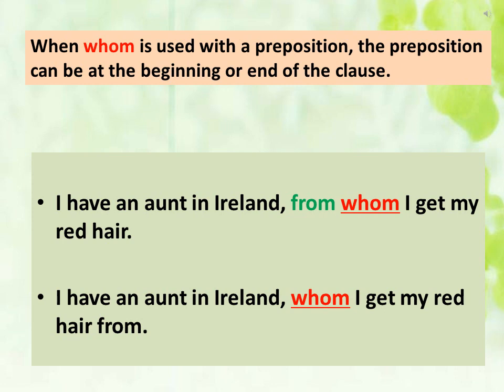Another remark here to make about whom. يعني واحد ملاحظة أخرى تتعلق بالrelative pronoun whom. So when whom is used with a preposition, كملي كتكون مع preposition كما شفنا في المثال السابق ولا هذا المثال اللي غنشوفو دابا. So the preposition can be at the beginning or end of the clause. هذيك البريبوزيسيون ممكن تجي في الأول ولا في الآخر ديال الكلوز. Example, I have an aunt in Ireland from whom I get my red hair.